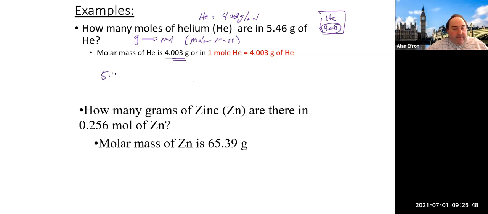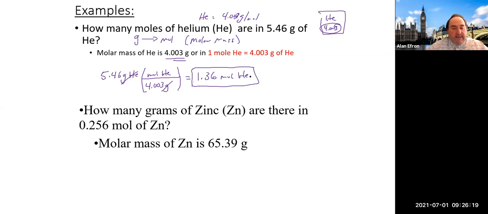So starting with our 5.46 grams of helium, again, grams are up on top, so opposite to get rid of it. So we're going to put the grams there on the bottom and the moles up on top. That way the grams will cancel each other out. That's going to get us 5.46 divided by 4.003. And again, going about 3 sig figs because of our original number there, 1.36 moles of helium in this case. Any questions on that one there?